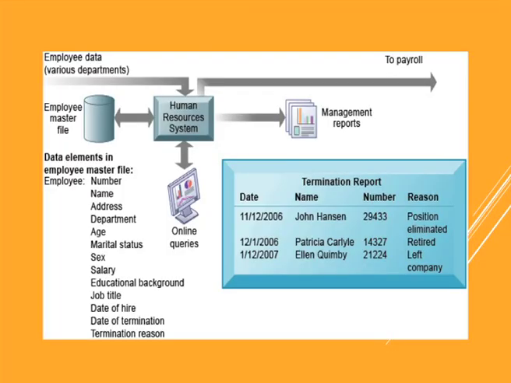This diagram is saying that the employees master file and employees data are two inputs to this employees information system. The data elements in the employee master file are number, name, address, department, age, the status of the employee, gender of the employee, salary, the education background, job title, date of hire, date of termination and termination reasons. The master file consists of complete information about employees.